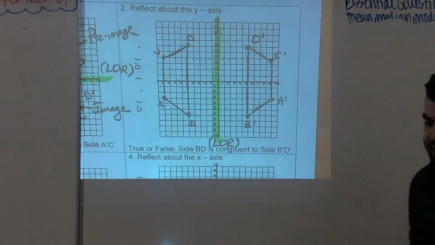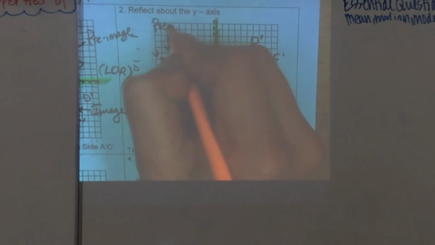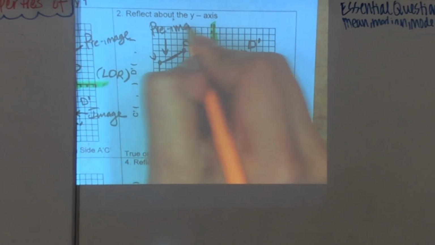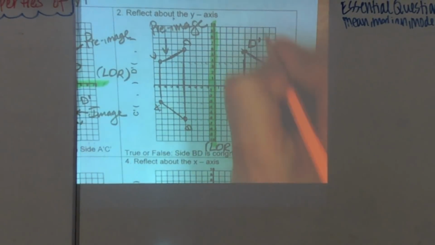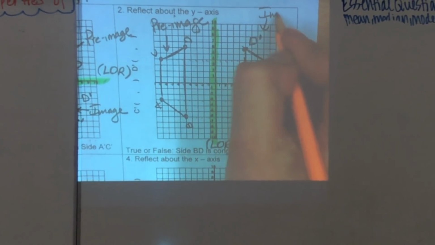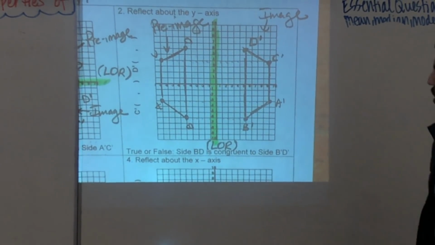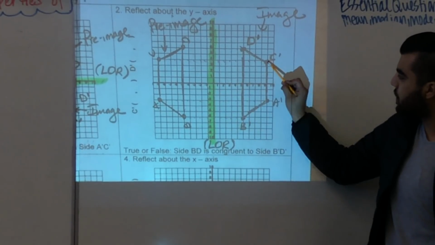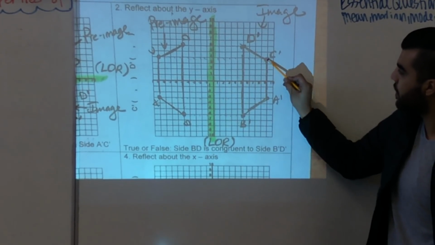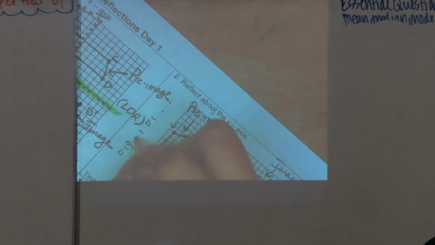This right here is my pre-image. So this is the pre-image. And then this one on the right, our result, is the image. And then let's find the coordinates. So for C prime, what's the coordinate for C prime? Here we have C prime, so we know that it's 9, 4. 9, 4 for C prime.